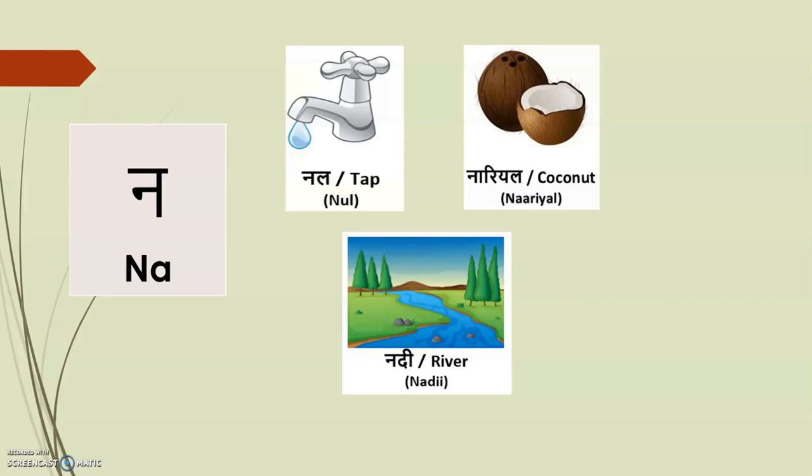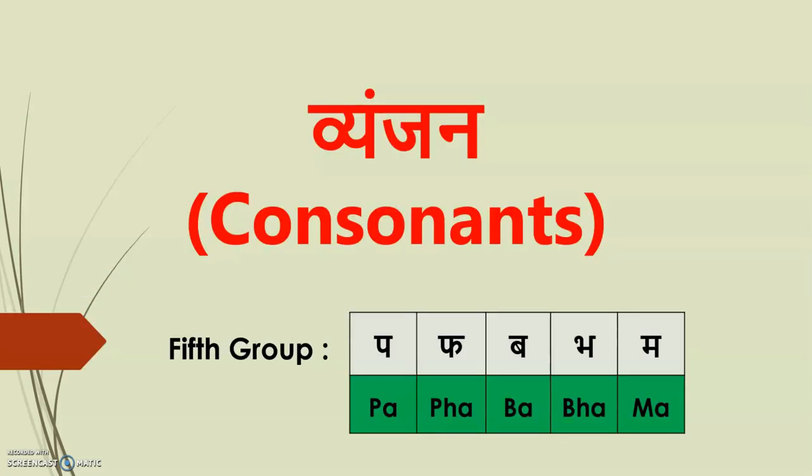I hope the fourth group of consonants is very clear to you now. In my next video, I will be explaining the fifth group or the fifth row of consonants. The fifth group has the following letters. The first one is pa, then fa, then ba, then bha, then we have ma. Ma is the last letter of the fifth group or the fifth row of consonants.